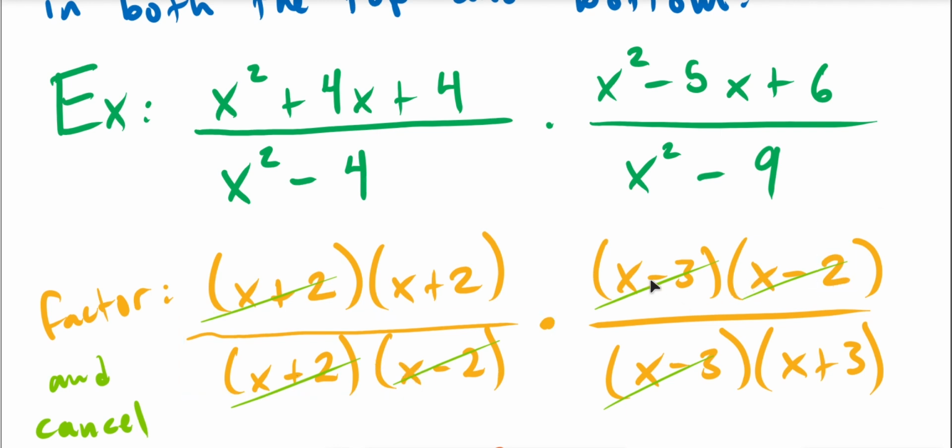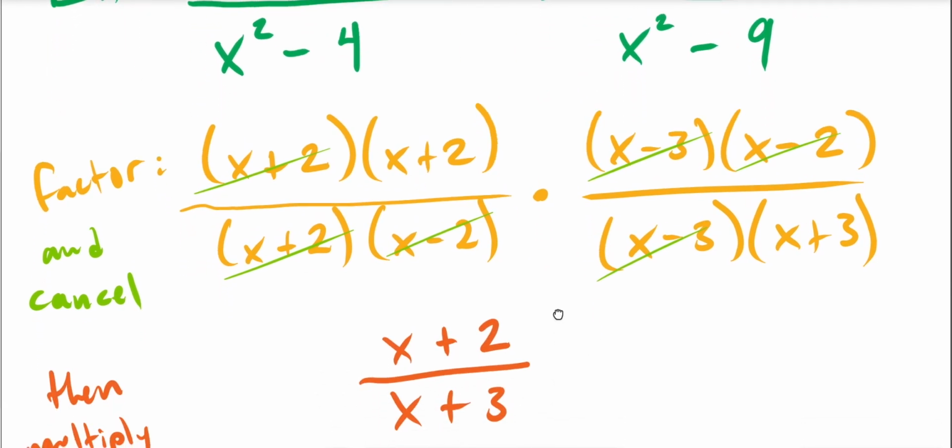Likewise, over here, I have x minus 3 times x minus 2 on the numerator, and x minus 3 and x plus 3 in the denominator. Notice these x minus 2's cancel across from each other. The x plus 2's cancel up and down right here. Same with the x minus 3's. And so really, when all of this cancellation is done, there's very little multiplication to do.